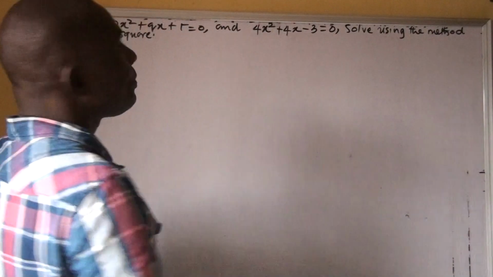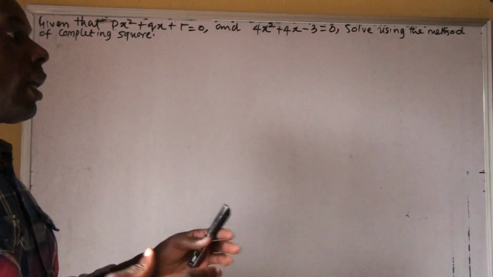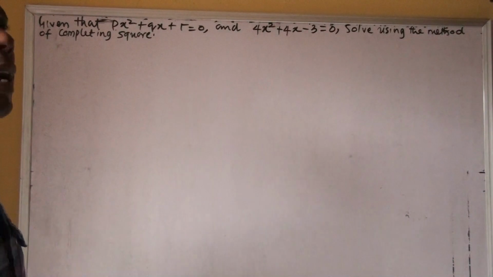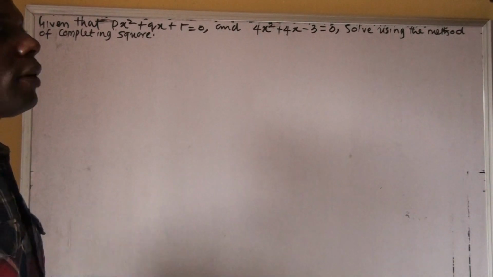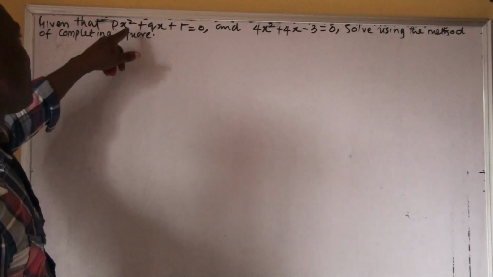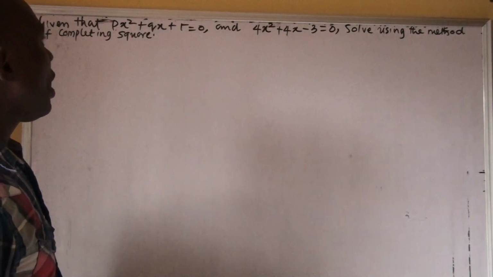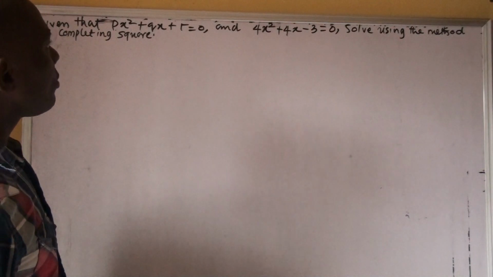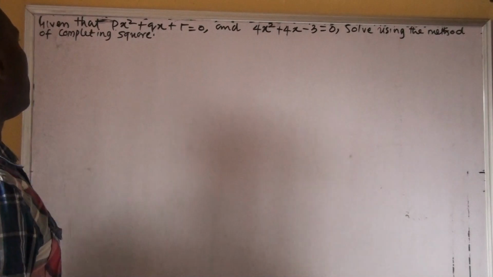Hello, viewer, and in this class, we are going to look at the quadratic equation using the method of completing the square. Here on the board, given that ps squared plus qs plus r equals 0, and 4s squared plus 4x minus 3 equals 0, solve using the method of completing the square.